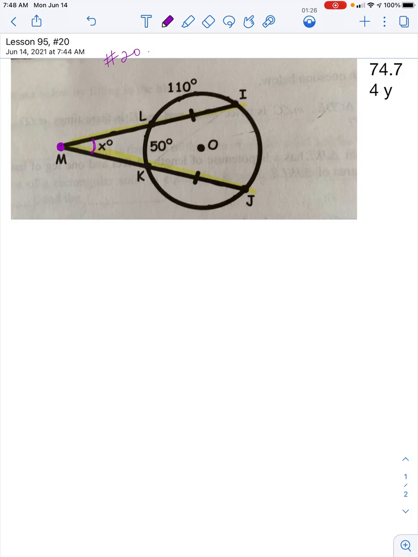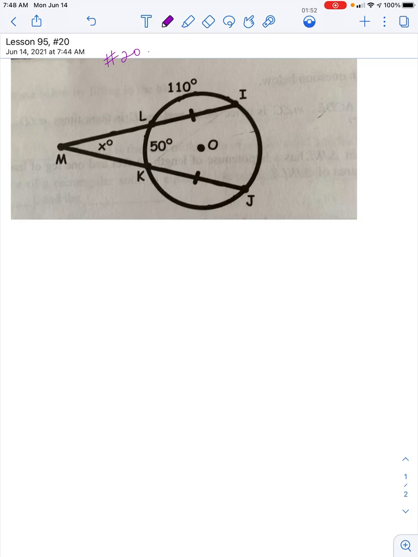So again, let's say that again. So the measure of an angle, which is right here at X degrees, formed by two secants intersecting in the exterior of a circle is equal to 1/2 the difference of the measures of the two intercepted arcs. So what are the two intercepted arcs here?